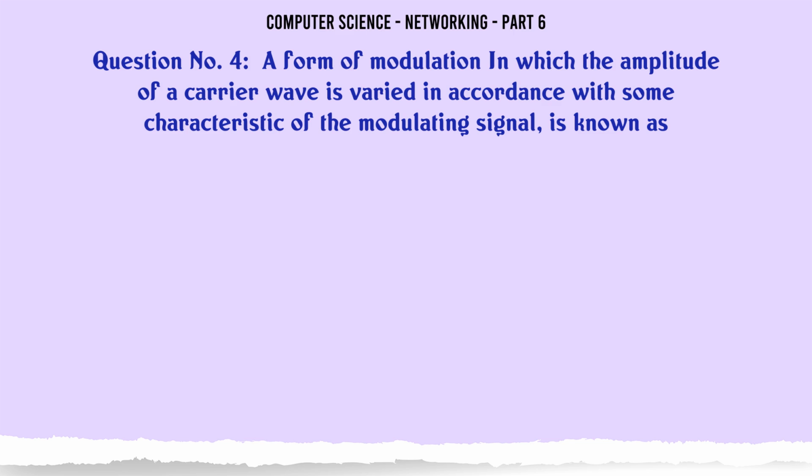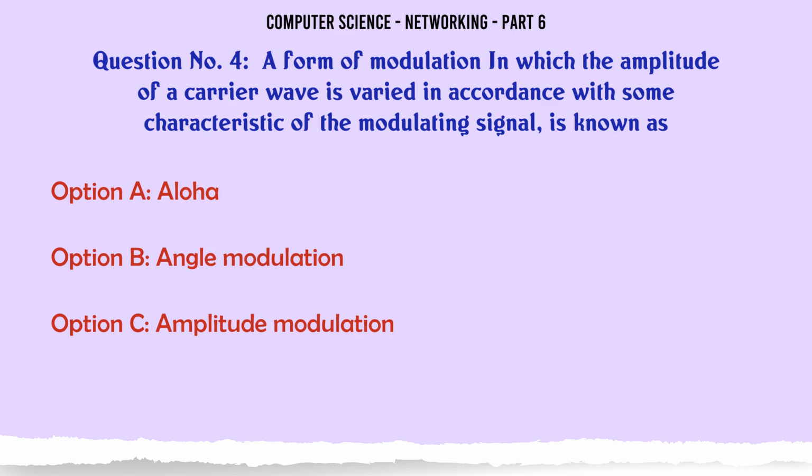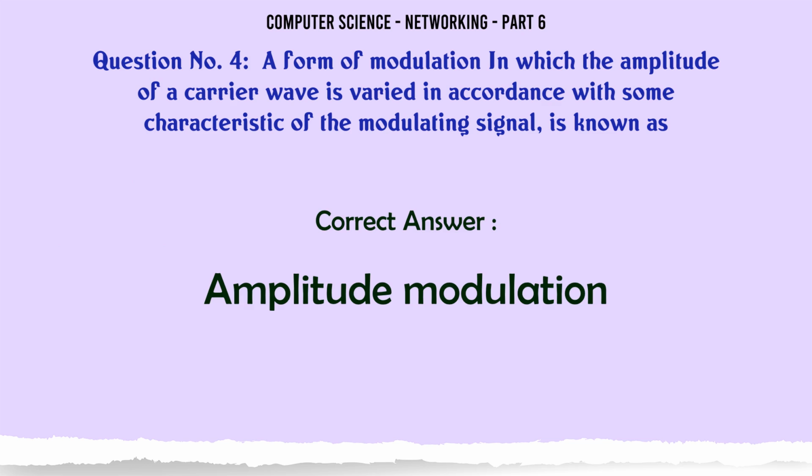A form of modulation in which the amplitude of a carrier wave is varied in accordance with some characteristic of the modulating signal is known as A. Aloha, B. Angle modulation, C. Amplitude modulation, D. Modem. The correct answer is amplitude modulation.